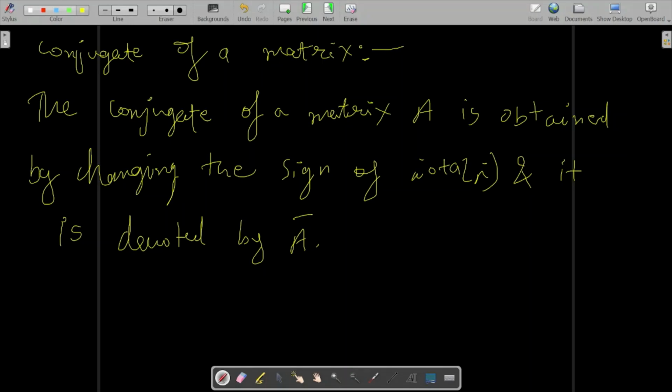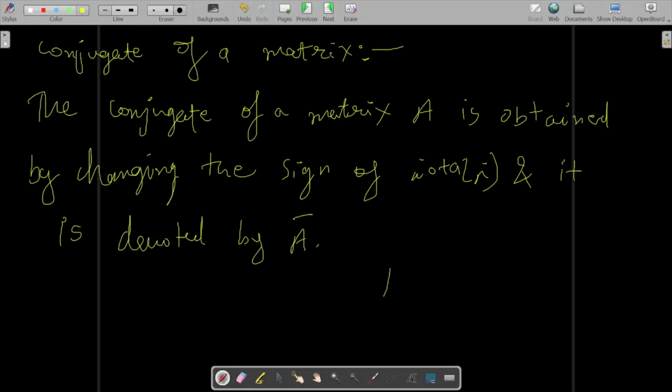If all the elements of the matrix are real, then the conjugate will be the same as the original matrix. But if some imaginary elements are also there, meaning complex elements, that means the iota sign will be present. In that case, wherever you find iota, just replace it by minus iota, and you will get the conjugate of the matrix A. It is denoted by A bar.